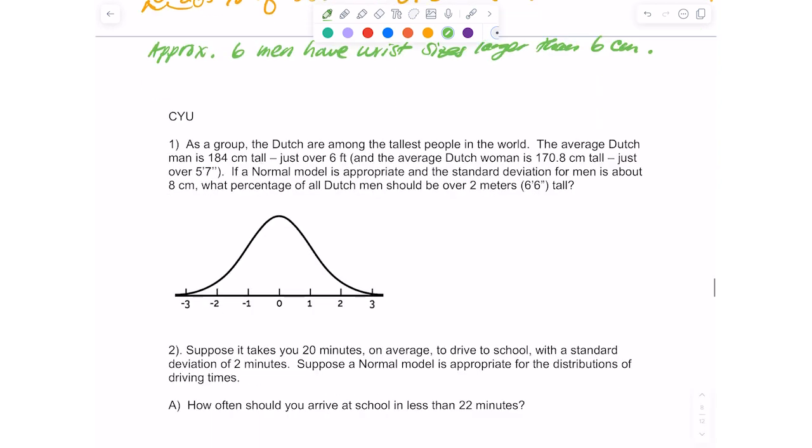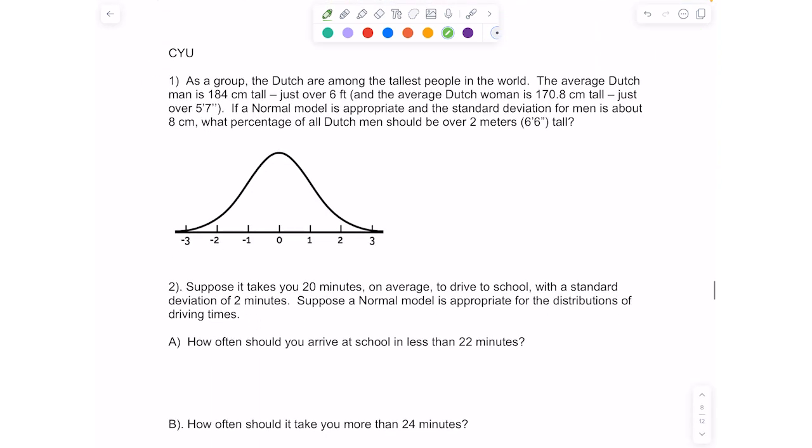As a group, the Dutch are among the tallest people in the world. The average Dutch man is 184 centimeters tall, just over 6 feet. And the average Dutch woman is 170.8 centimeters tall, just over 5 foot 7 inches. If a normal model is appropriate and the standard deviation for men is about 8 centimeters, what percentage of all Dutch men should be over 2 meters, or 6 foot 6 inches tall?